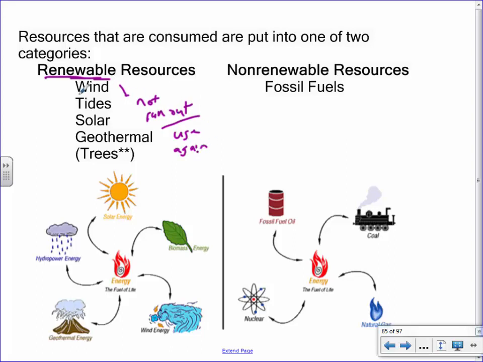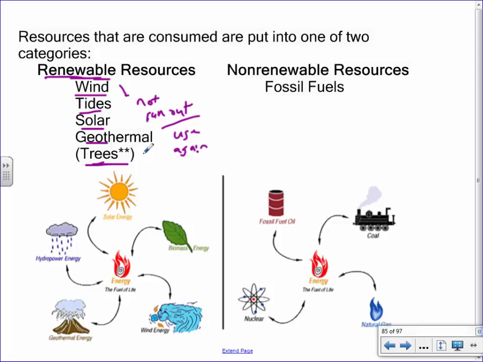And the typical renewable resources are wind. If it stops being windy today, it'll probably be windy again tomorrow. Right. Tides, the sun. It may not be sunny right now, but it will be sunny again. Okay, geothermal. Trees, actually, by the way, trees are actually renewable resources as long as we don't destroy a forest so far that it can't come back. Because you know how you can always just plant more trees?